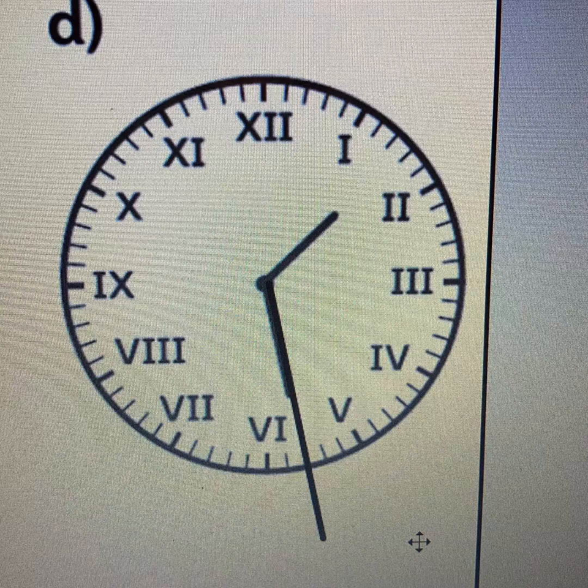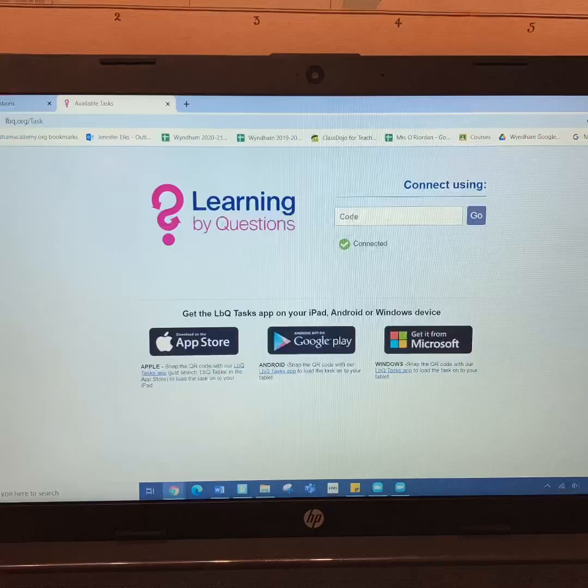Last one then. So I've extended this, the minutes hand, and I can see that it's nearly at the 6, and the 6 will be 30 minutes past, but it's 2 minutes before that, so it's 28 minutes past, and I look at my hour hand, 28 minutes past 1. Really well done if you got those right.